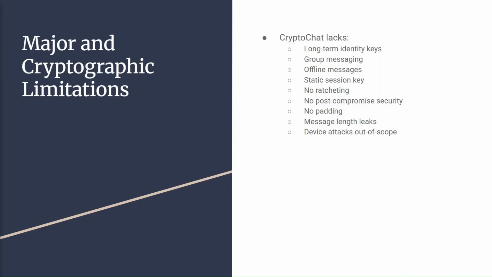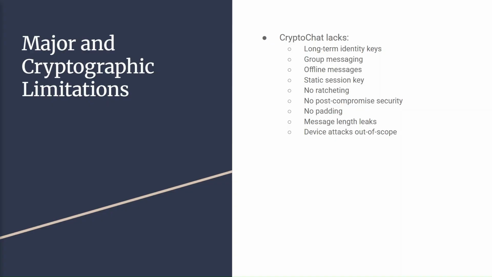While CryptoChat demonstrates strong cryptographic foundations, it's equally important to acknowledge what it does not provide. Understanding limitations is a crucial part of designing secure systems. The first major limitation is the lack of long-term identity keys. In advanced secure messaging apps like Signal, users have permanent identity keys that verify who they are across long periods of time. CryptoChat instead generates new key pairs each session, meaning fingerprints change. This forces users to re-verify keys every connection.